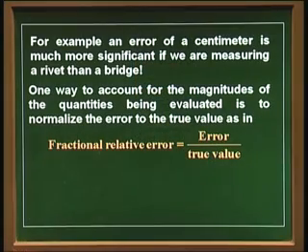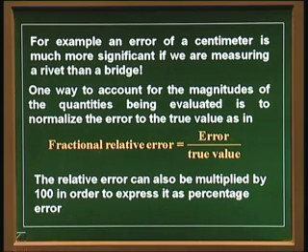So we need to have a fractional error. For example, if you measure a rivet or a bridge, and if you make an error of 1 centimeter, that doesn't have the same significance, right? So we need something which reflects the significance of the error, and that's why we use a fractional relative error. That's error divided by the true value. We will always express this in terms of percentage. You say error by the true value multiplied by 100. So that's a percentage error.